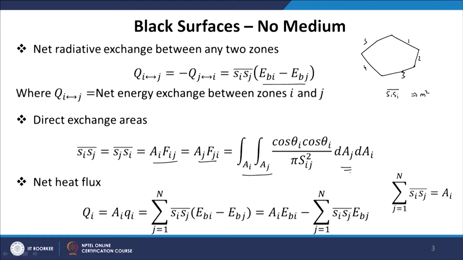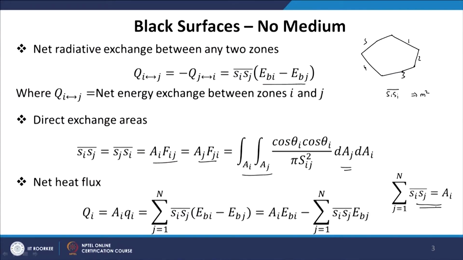This is the same expression for the view factor that we developed earlier. Now, just multiplying by the area, we call it direct exchange area. So, for black surfaces this is the direct exchange area. When we have participating media, the expression for the direct exchange area will change, we will see how it will change, but for no medium this is the same as we did in the previous lectures.